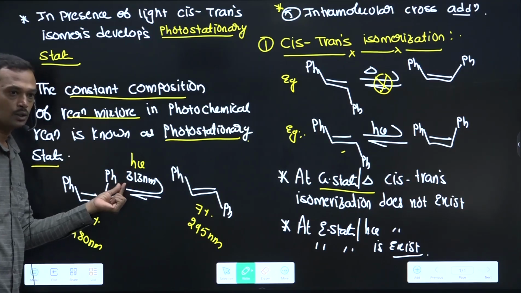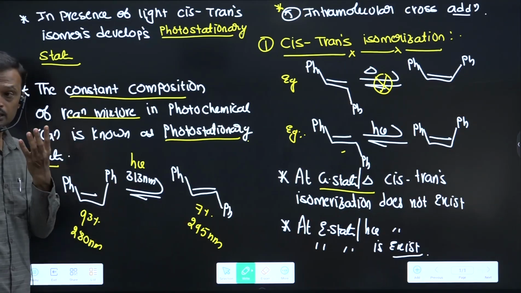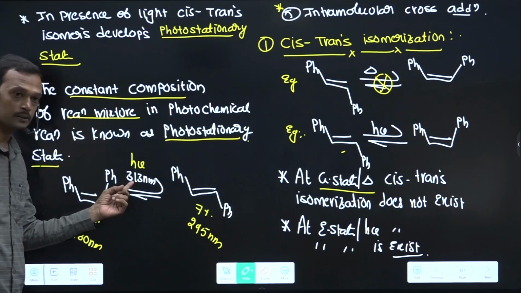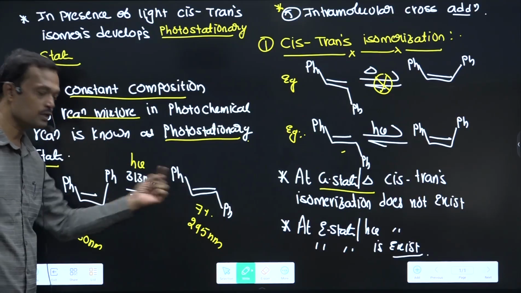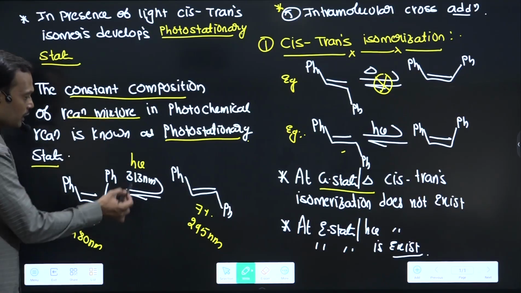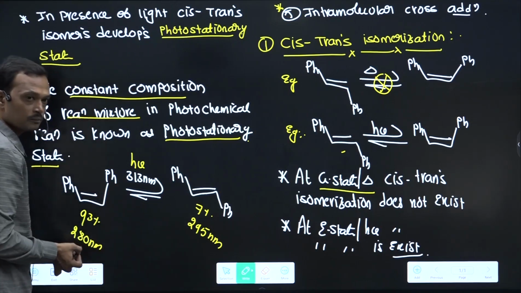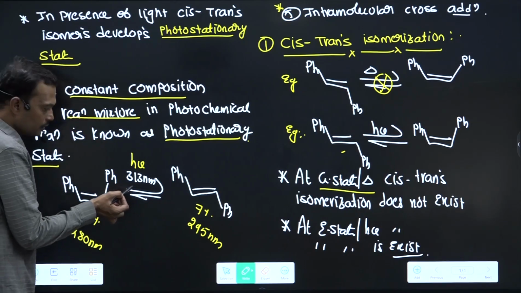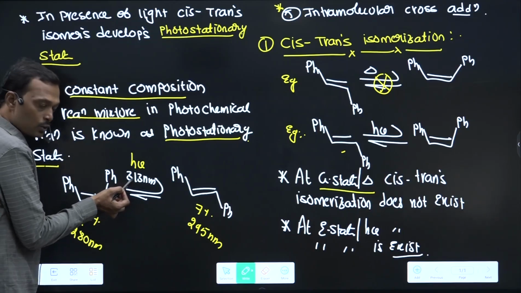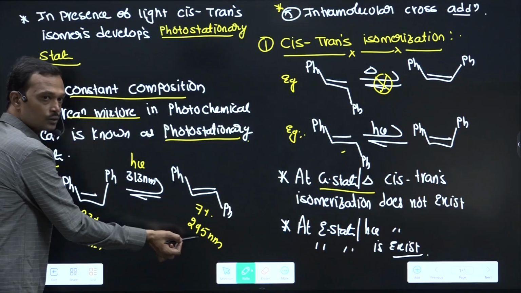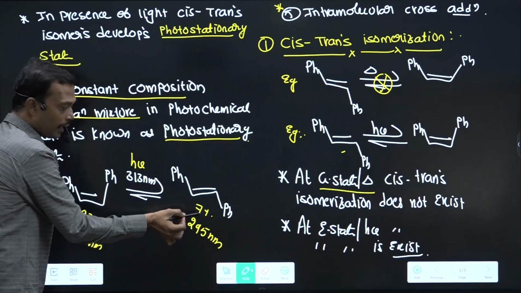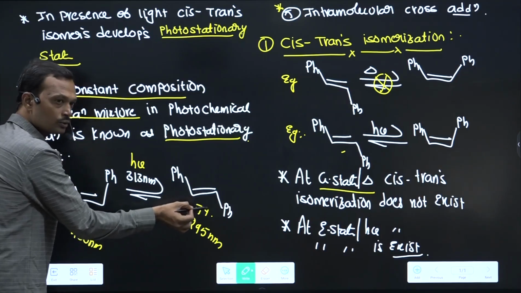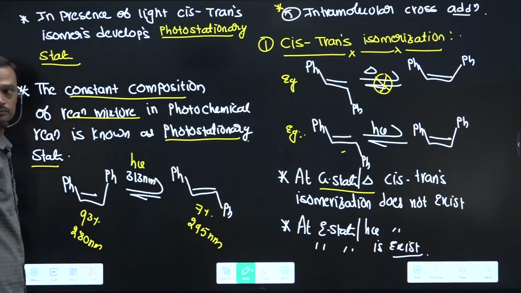313. So when I use 313 nanometers, whichever isomer has a lambda very close to this wavelength, only that will absorb the energy and convert to the opposite isomer. That's why its percentage decreases. See, this 313 is very close to either trans or cis isomer. This 313 is very close to trans. So that's why trans will absorb that energy, and this trans isomer starts converting into cis isomer.